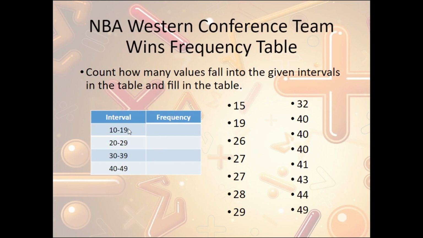How many fall between 10 and 19? Well, there's 1, 2. From 20 to 29, there's 1, 2, 3, 4, 5. From 30 to 39, there's just 1. And then from 40 to 49, there's 1, 2, 3, 4, 5, 6, 7. So this would be our frequency table for the Western Conference.